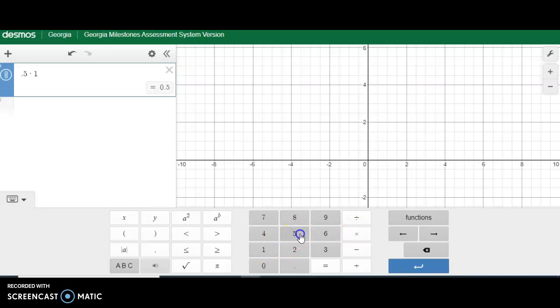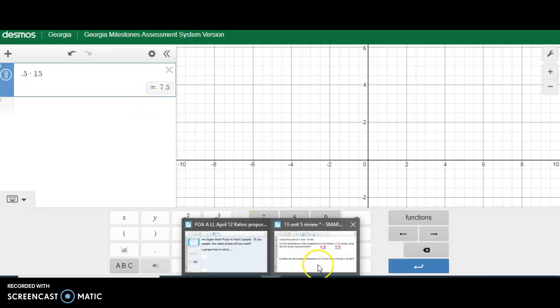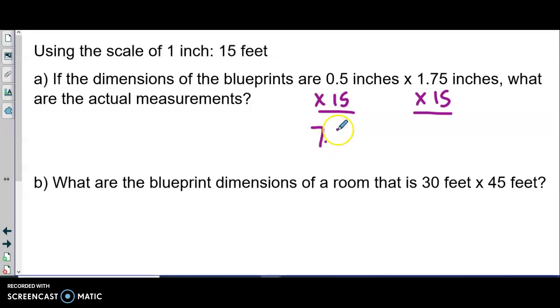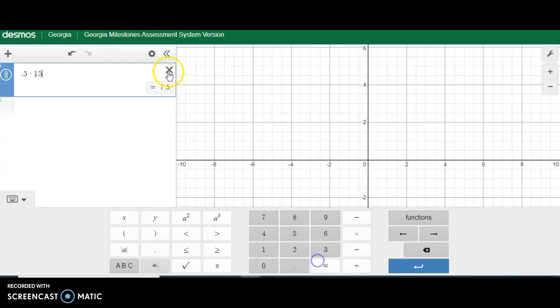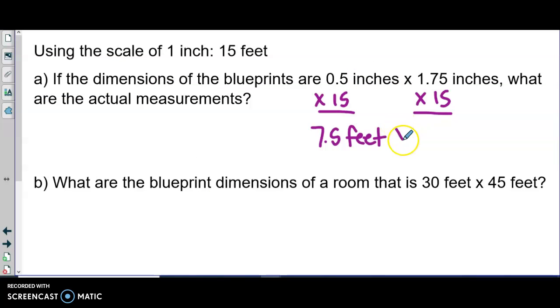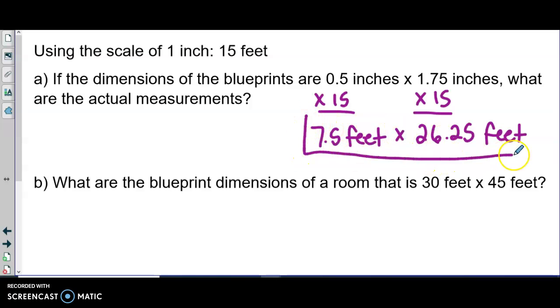0.5 times 15, so that's going to be 7.5 feet. And then let's do this one, 1.75 times 15. And that's going to be 26.25 feet. And I just put this X here because that's usually how you write "by" if you're doing measurements, you usually do this by that. So those would be our actual measurements.